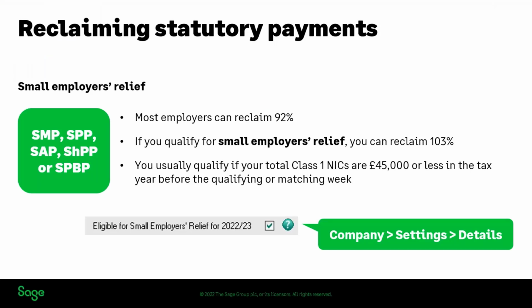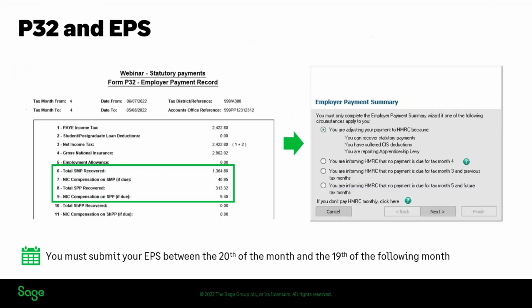So that's the reclaim. That's the small employers relief setting. And you've just seen that you'd run your P32 at the end of the month, and you would submit an EPS, so you can report the values that are being reclaimed. And quick note there at the bottom, the deadline for the EPS is the 19th of the following month, kind of aligns to the payment deadline if you pay manually. And you should wait until at least the 20th of the current month before you send it, and that way the reduction is applied to the correct tax period.